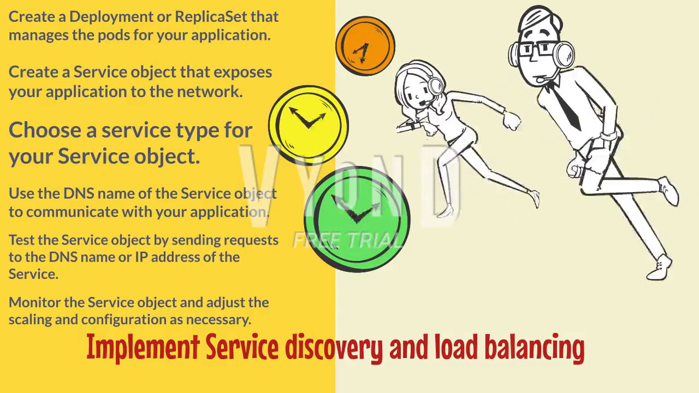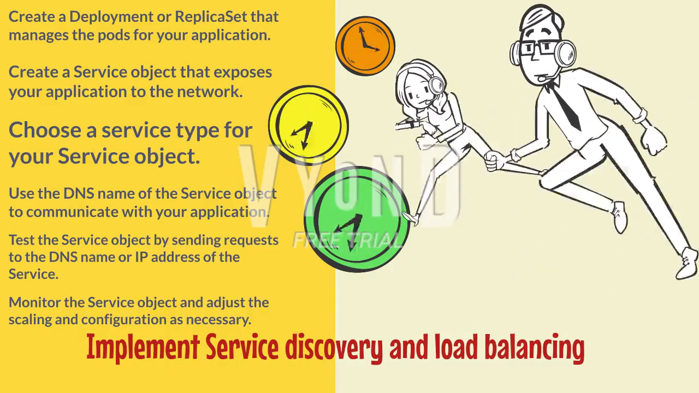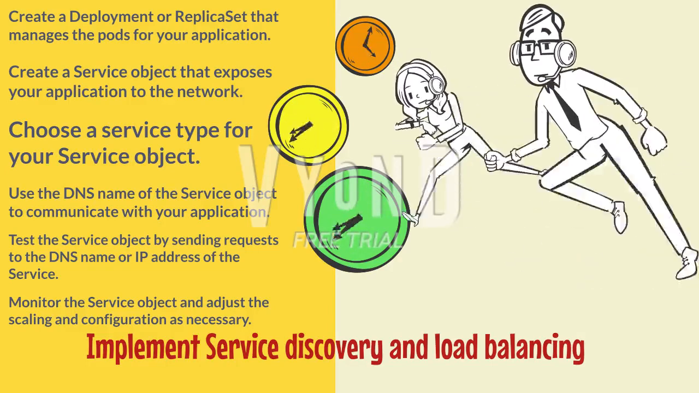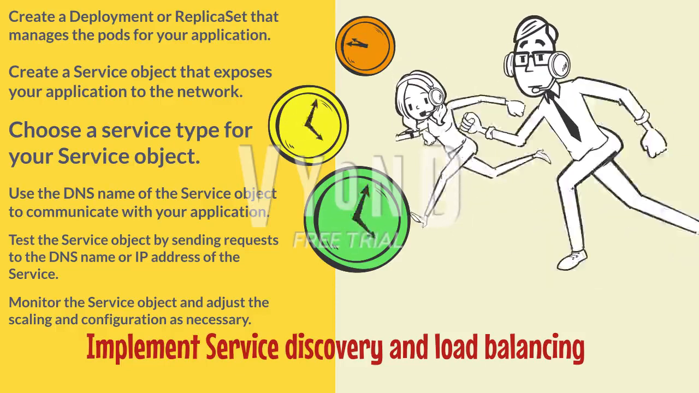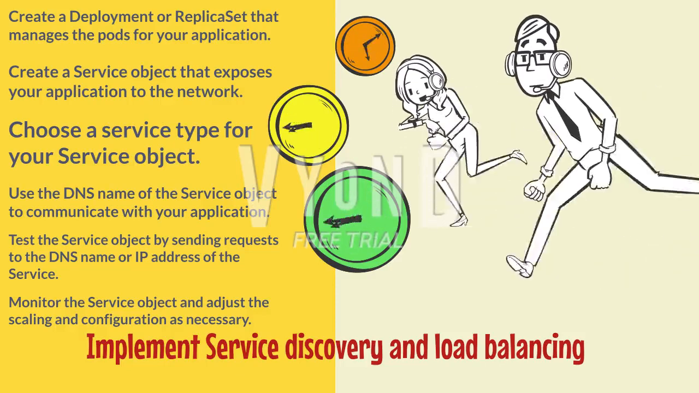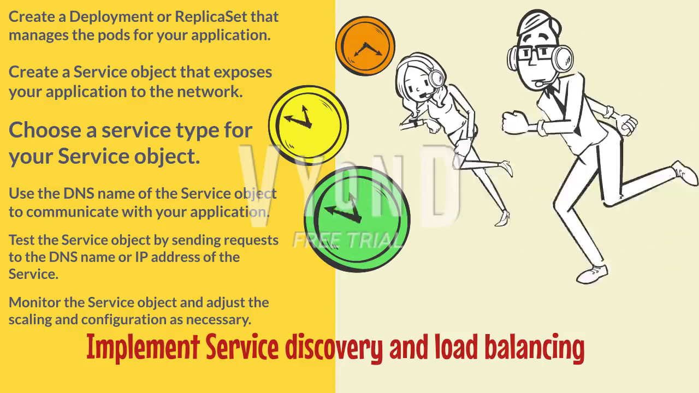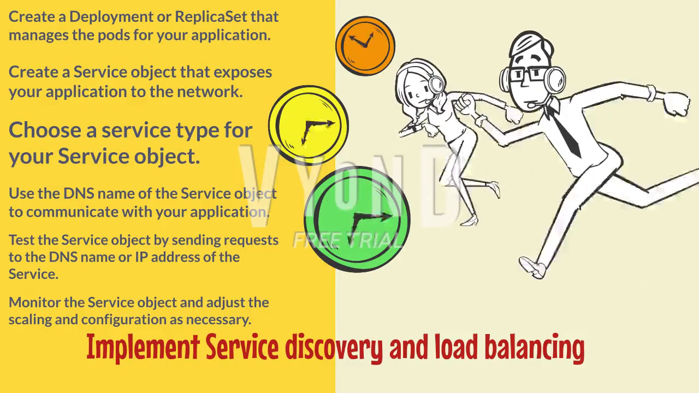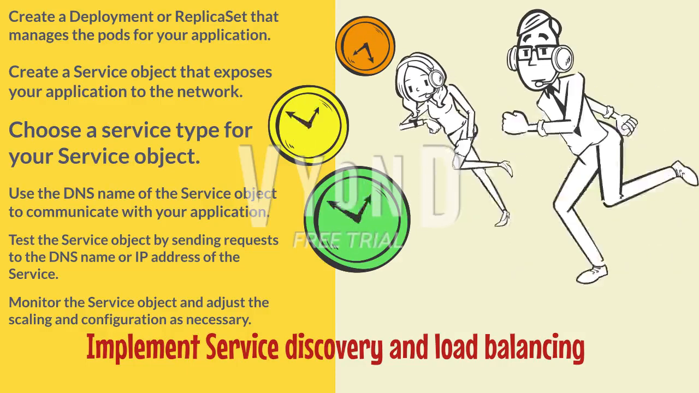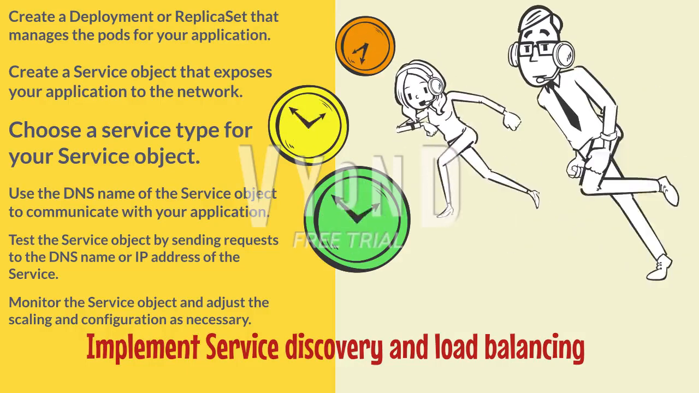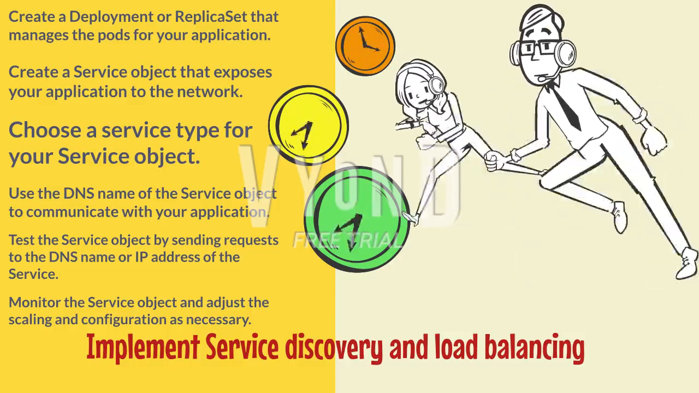You can use tools like kubectl to view the status of the service and the pods that are part of the service. Overall, implementing service discovery and load balancing in Kubernetes involves creating a service object that exposes your application to the network and uses a load balancer to distribute traffic to the pods. By using a service object, you can provide a stable endpoint for your application that can be accessed by other components of the application or by external clients.